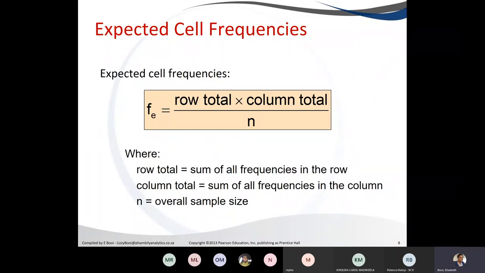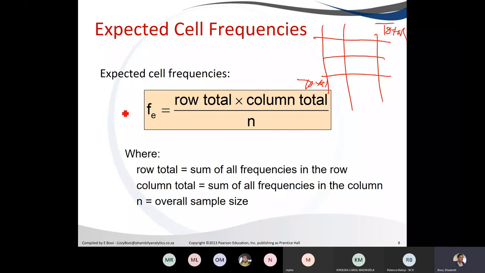To calculate the expected frequencies, we use the following. Remember, we had a contingency table, which has the number of rows and the number of columns, and we have the totals. So to calculate the expected frequency, we use the row total times the column total, divided by our n. So we're going to take that value times that value, divided by n. It will give us the expected value for that cell. If we want to calculate for this one, I'm going to call it x, we take the row total x and the column total x and divide by n, and that will give us the expected frequencies.